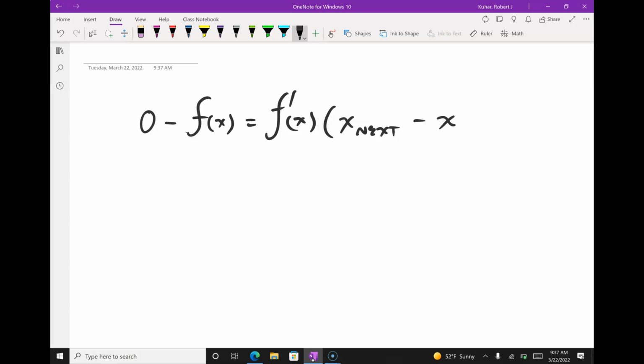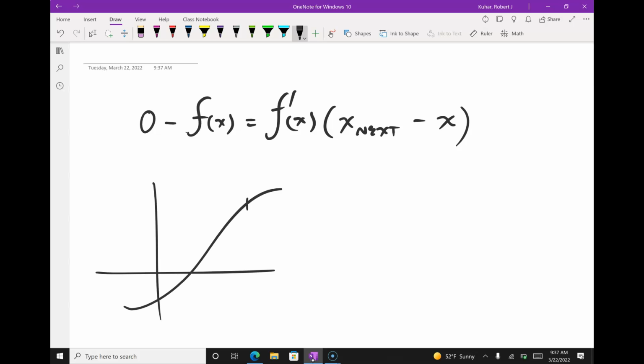minus x. So first of all, notice that I've changed all my x sub 0s to x. I don't like using a subscript, so if I can not use it, I'm going to not use it. And look at the picture again. So, does this still mean x sub 1 minus x? Yep. So this is now x comma f of x. This is my tangent line. This is m equals f prime of x. And what is this point? X next, comma 0.